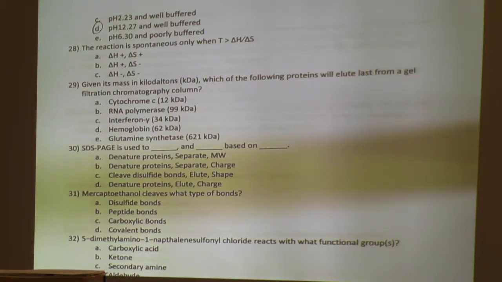The reaction is spontaneous only when T is greater than delta H over delta S. What does this refer to? Gibbs free energy, yeah. So, which one is it? I believe Hashim in her PowerPoint has like a little table of them. So, it's going to be A.